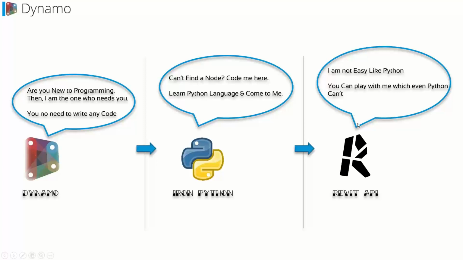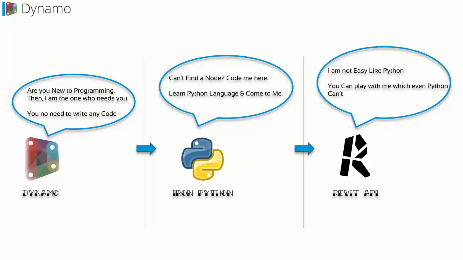When it comes to the Revit API, are you new to programming? Then I'm the one who needs you, exactly. If you're completely new to programming, then you have to go with Dynamo. Then Python comes next. Generally, most of you have this question, and I don't know where we got this rumor, that you should be good in Python if you want to play with Dynamo. False. It's completely false.